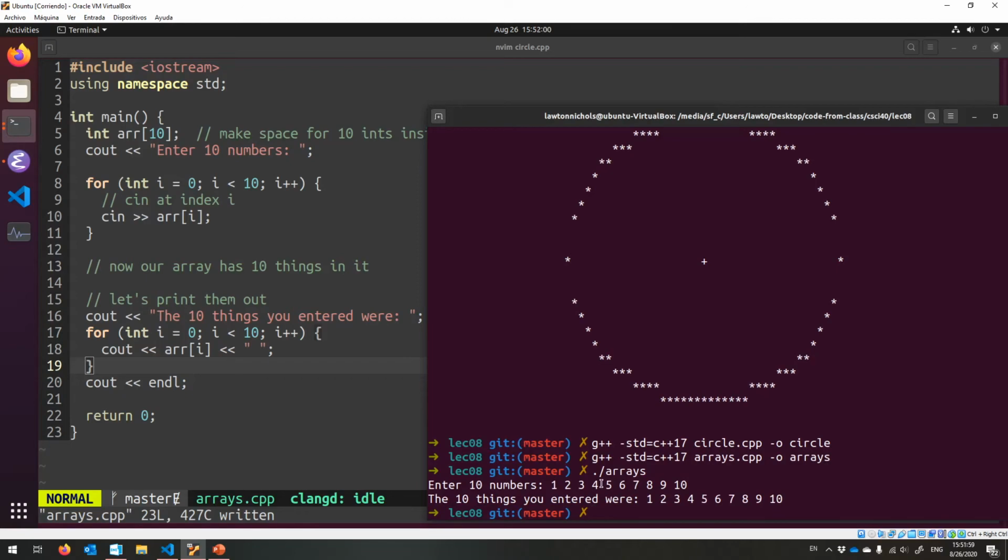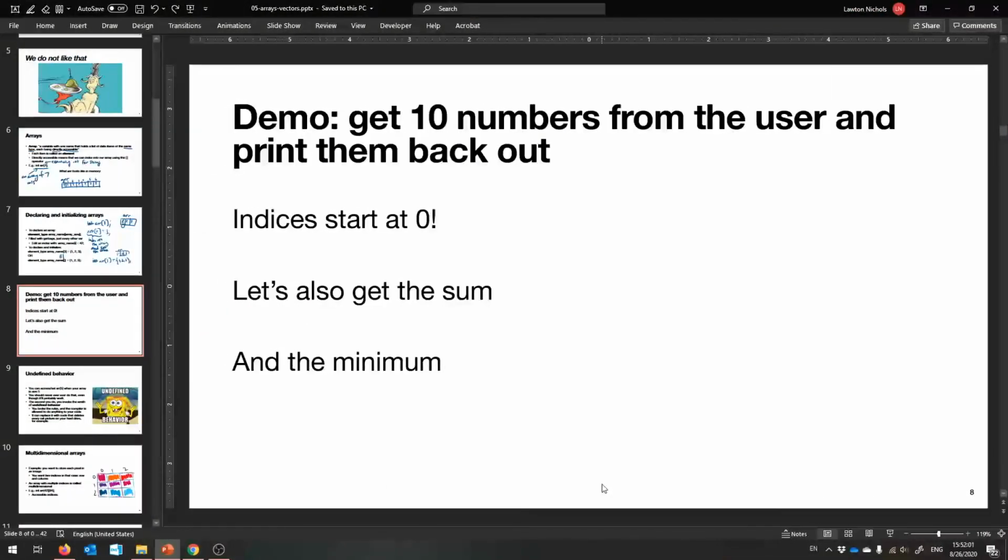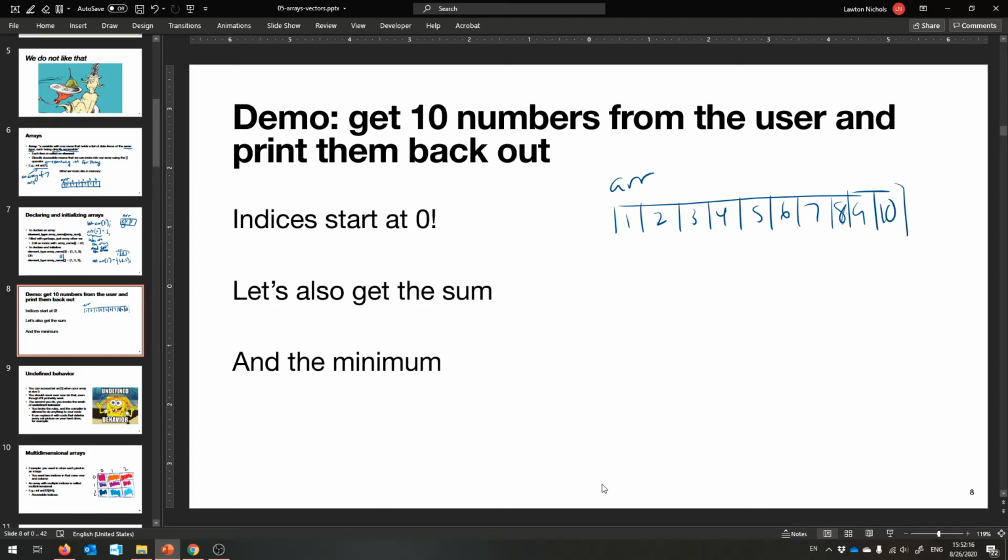Okay, so it filled in my 10 indices with 1, 2, 3, 4, 5, 6, 7, 8, 9, and then 10. And that is what my array looks like. This is index 0, this is index 9.